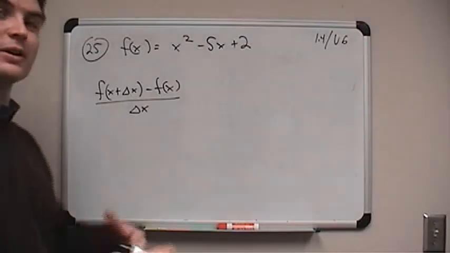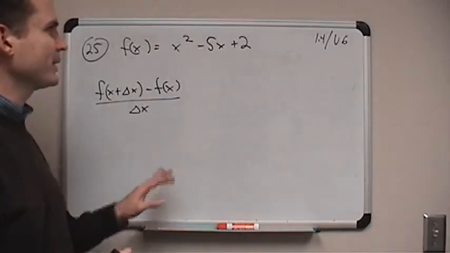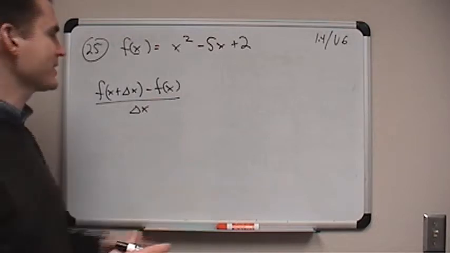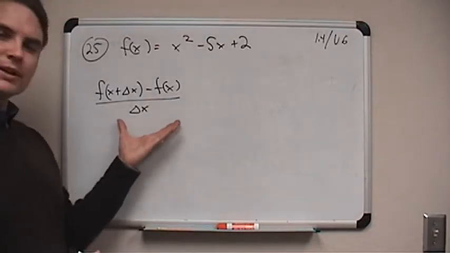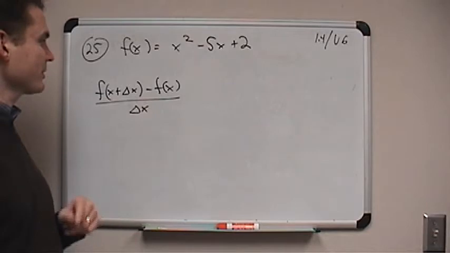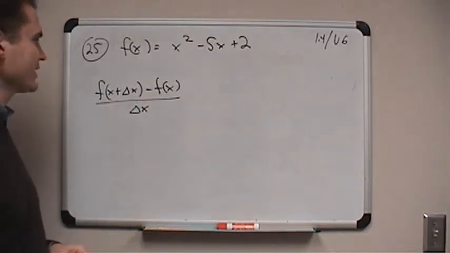Okay, so this is kind of the culmination problem of what we've been working on in section 1.4, and why we reviewed all this stuff with functions. This formula is something called the difference quotient, and it's something that's really kind of at the core of calculus.